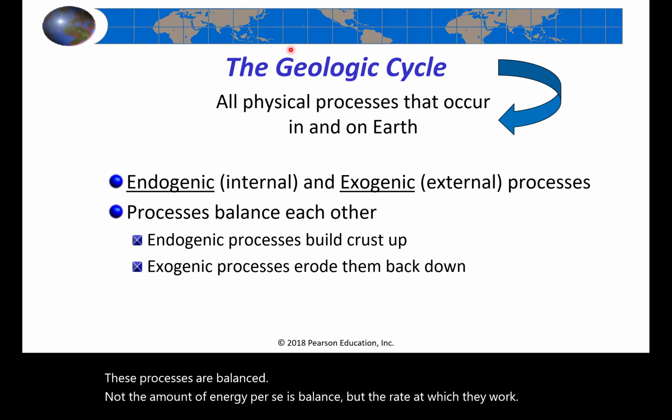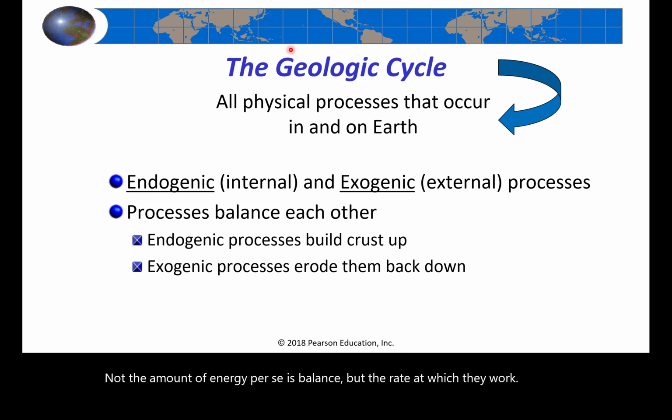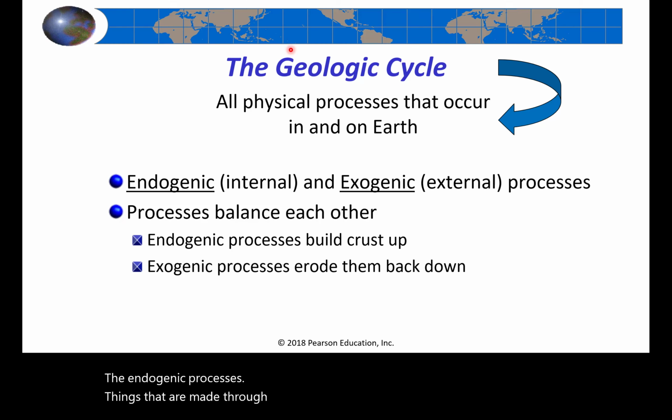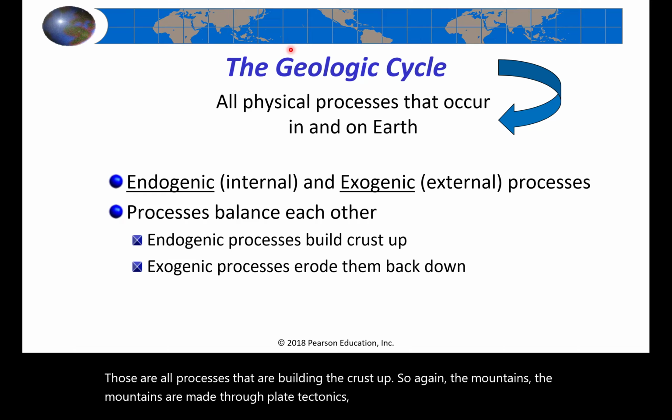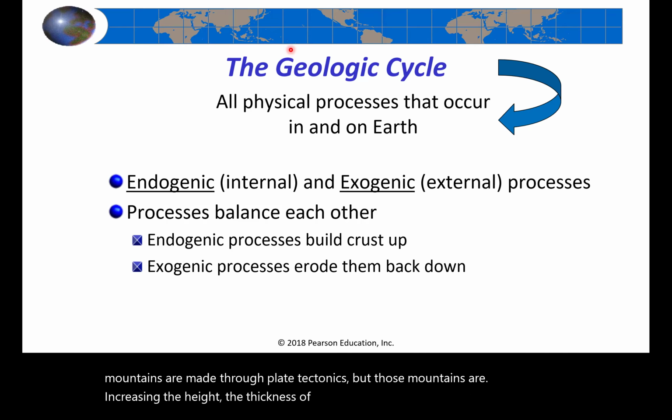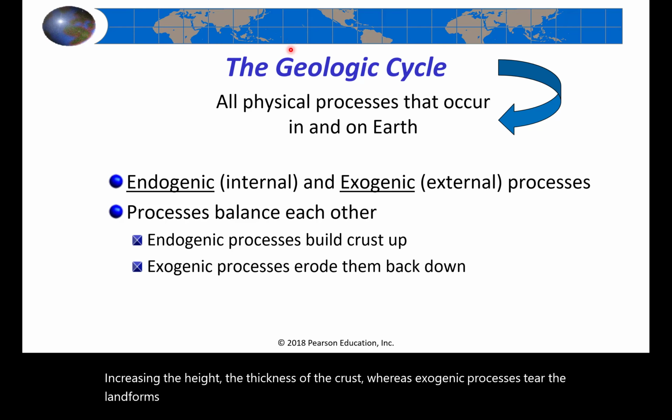The endogenic processes, things that are made through plate tectonics, volcanoes, earthquakes and faults, are all processes that are building the crust up. So again, the mountains are made through plate tectonics, but those mountains are increasing the height and thickness of the crust. Whereas exogenic processes tear the landforms back down. They create interesting landscapes in the process.